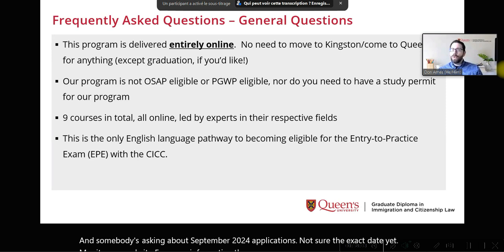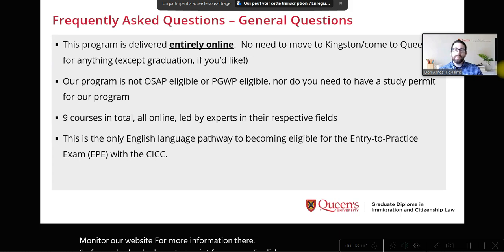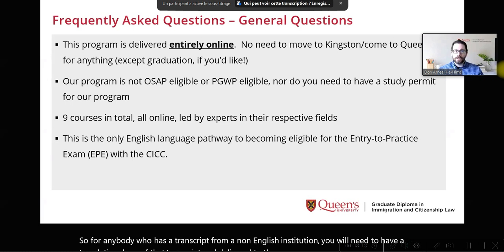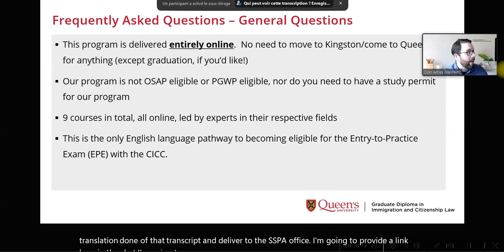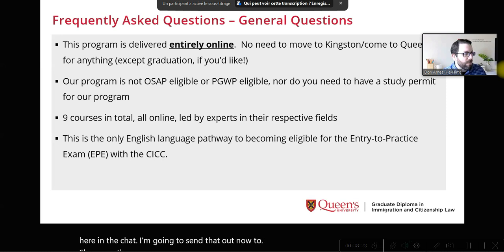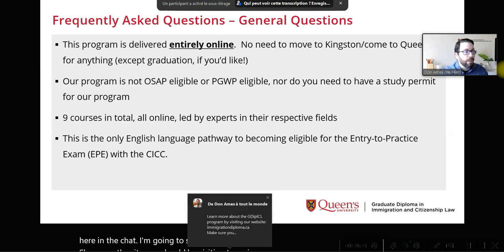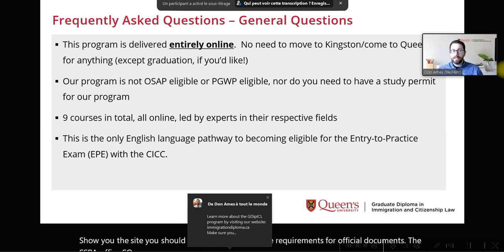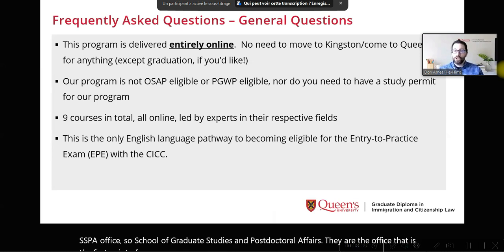So for anybody who has a transcript from a non-English institution, you will need to have a translation done of that transcript and delivered to the SGSPA office. I'm going to provide a link here in the chat. I'm going to send that out now to show you the site you should be visiting to review the requirements for official documents. The SGSPA office, so School of Graduate Studies and Postdoctoral Affairs, they are the office that is the first point of contact when it comes to documents. They have a drop-down menu on the website I've just provided.